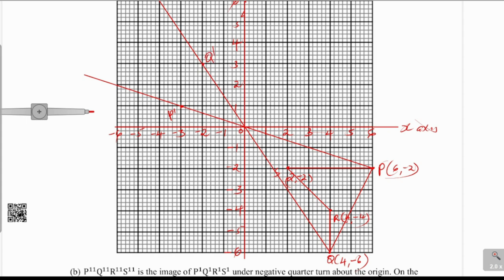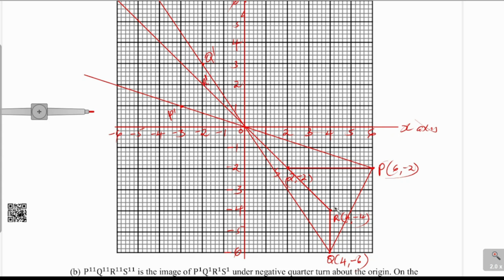You do the same for R. Join R to the center of enlargement. From point R, how many squares? 1, 2, 3, 4. So now we count half of 4 squares. There are 2 squares. So from the origin here, you have 1, 2. So this is how we are going to have R. This is R prime or R1. So R1 will be here.